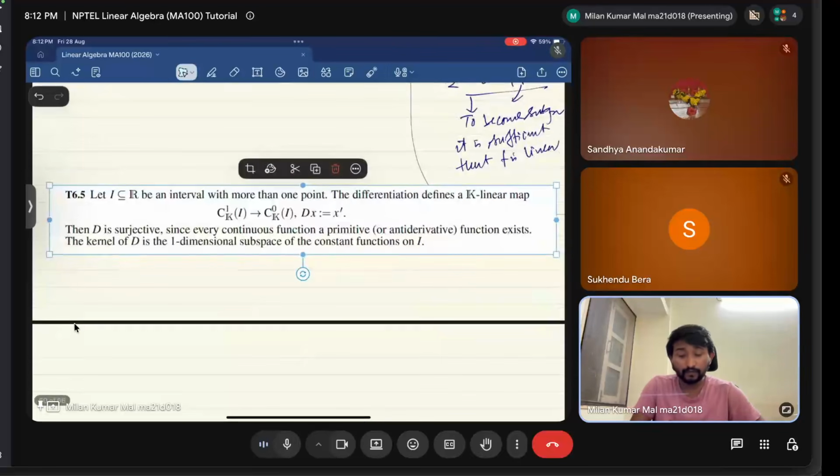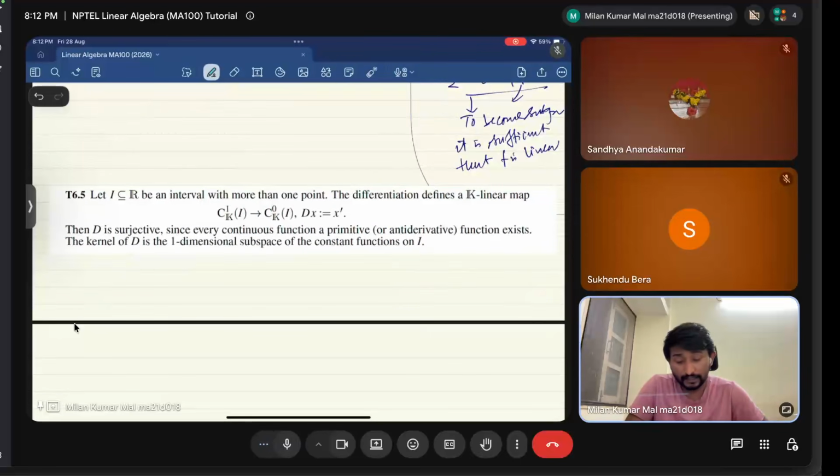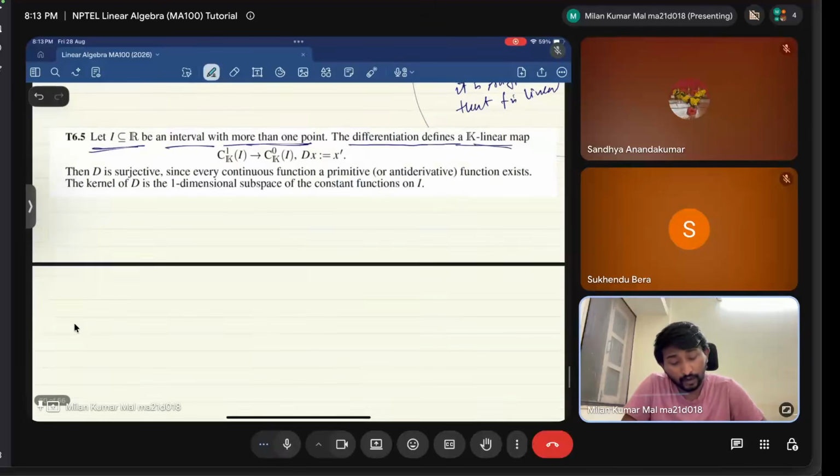So here is another problem. What this problem says: let I be a subset of R. This is an interval with more than one point. One point should be there. Then differentiation defines a k-linear map. What is C^1_k(I)? C^1_k(I) is all the continuously differentiable functions, and C^0_k(I) is all the continuous functions. All of them are defined on the interval I and take values in the field k.